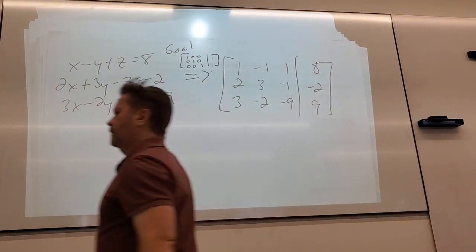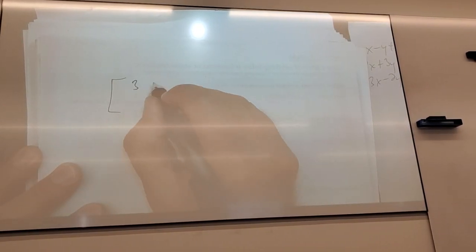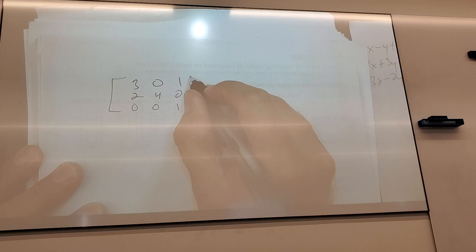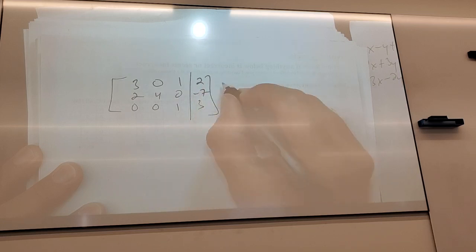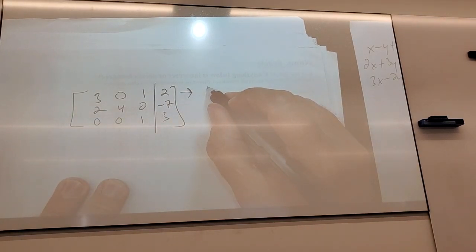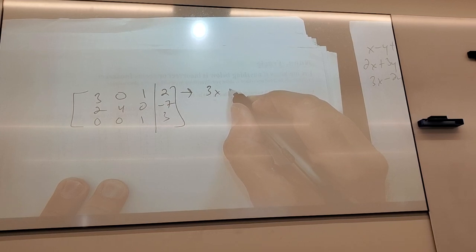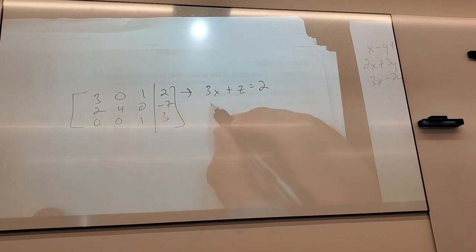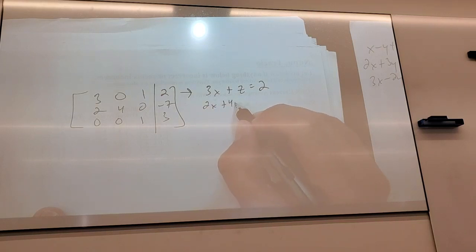Quick little side note. Don't even write this down. Just tell me, what does this first row mean? 3x plus z equals 2. Good. 0y, that's totally right. And of course, this one would mean 2x plus 4y is equal to -7. And the last one is the most kick-ass one: z is equal to 3.